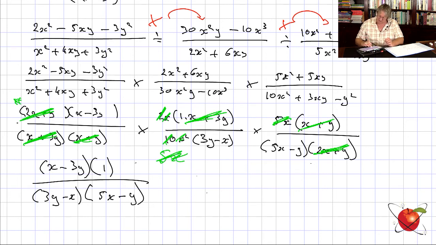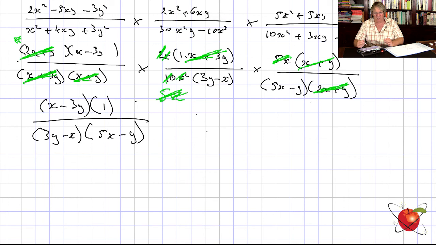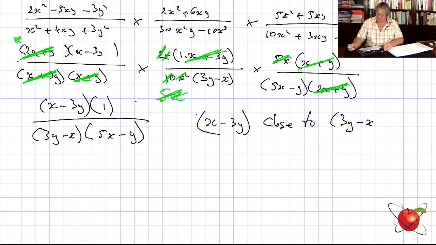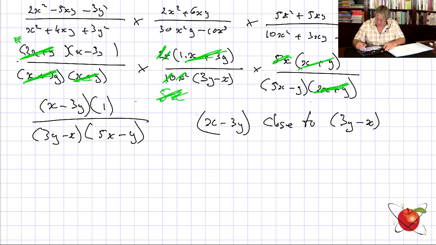Now, this is the minus 1 trick. Can you see that x minus 3y is close to 3y minus x, isn't it? They look very similar. Now, when you have something that looks very similar like this, the first thing that comes to mind should be, I wish I could change that to x minus 3y, because then I could cancel it out, right? But let's see, how do we do that?